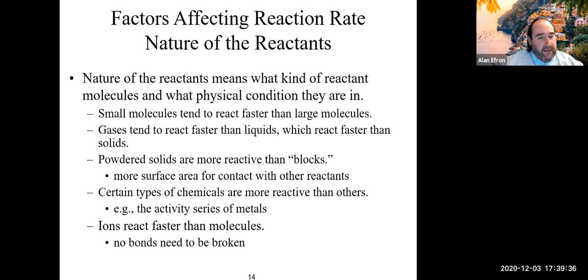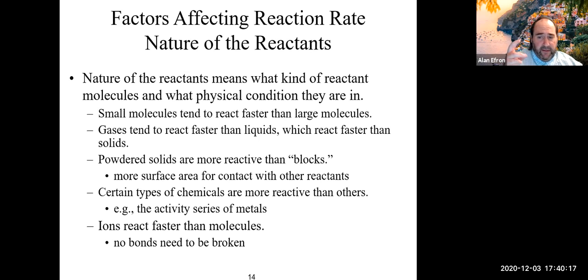If we have small molecules, they tend to react faster than larger molecules. Small molecules can move around a lot faster, especially if we're talking about gases. When we talked about gases, the smaller the molecule is, the lighter the molar mass, the higher the velocity, which means it's going to be moving around a lot faster. Gases tend to react faster than liquids. They're in constant motion, so just by that process, you would expect them to come in contact with each other and react a lot faster than, say, a liquid.